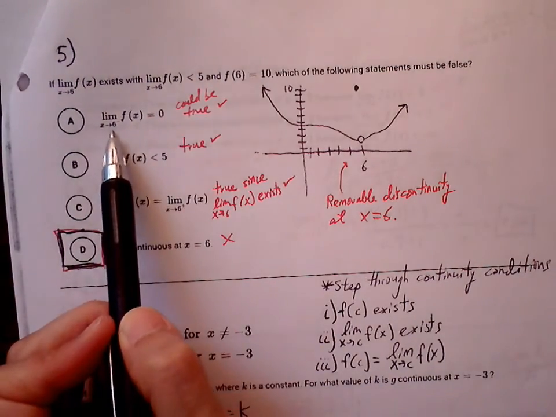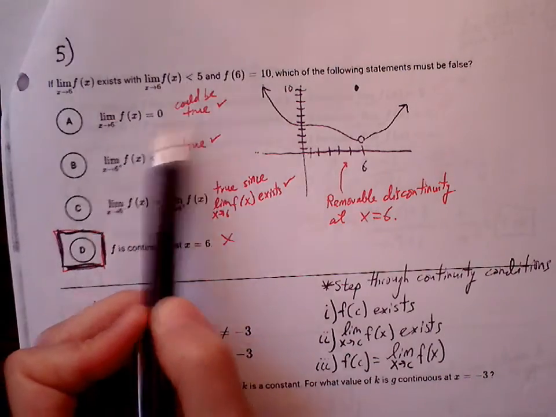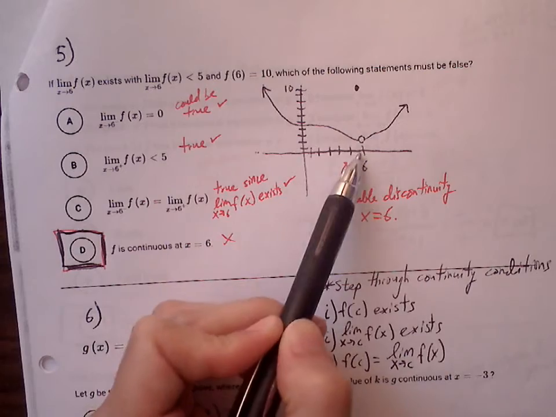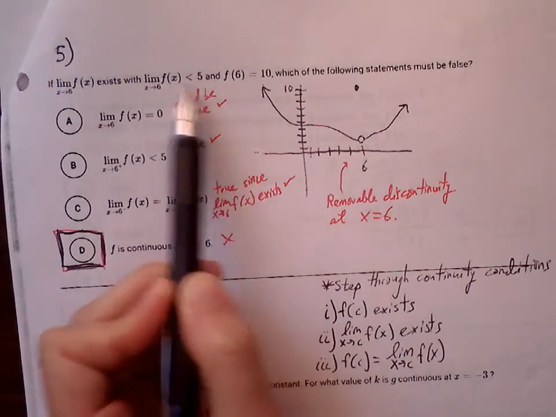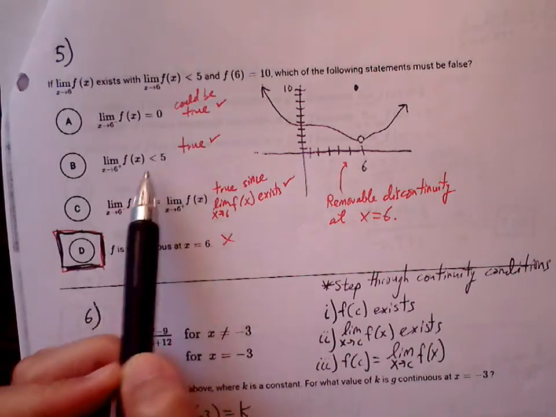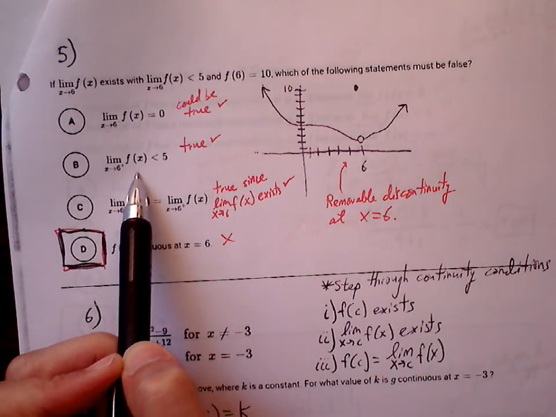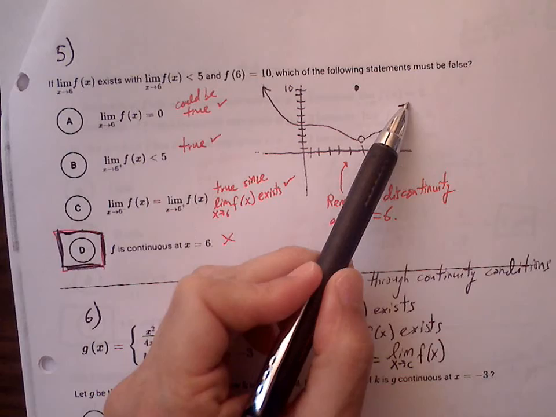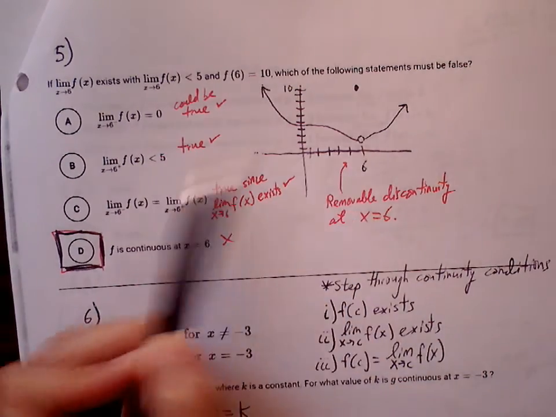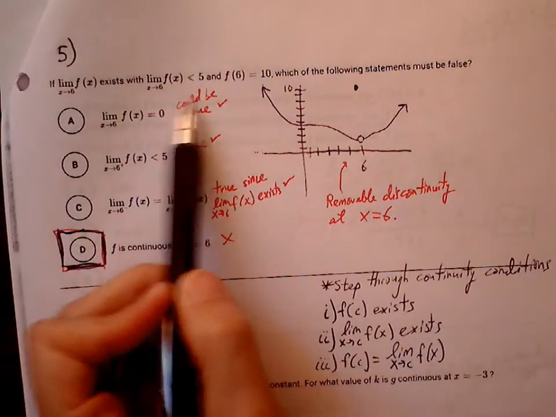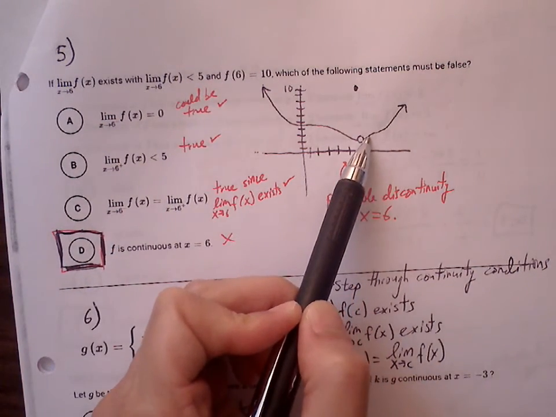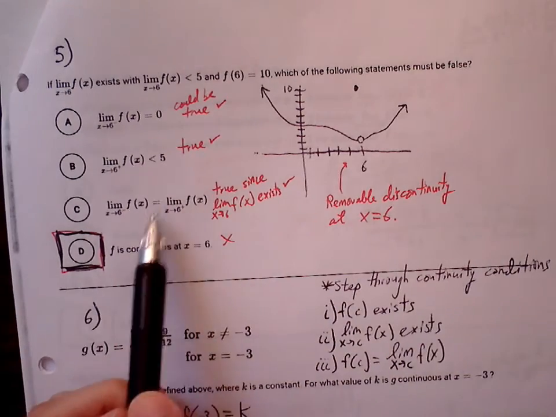The limit as x approaches 6 from the left side is equal to 0. Now the graph I'm showing doesn't equal 0 here, but it could be, right? There's no restriction that says it can't be 0, so this could be true. The limit as x approaches 6 from the right side is less than 5, so this has to be true, right? We're told that the full limit is less than 5, so the one-sided limit must also be lower than 5.